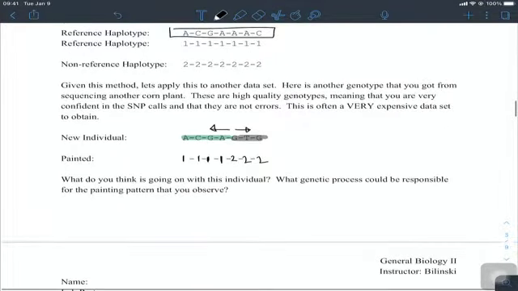So what do you think is going on with this individual? Well, I think I answered it for you. A recombination event has occurred between the B73 and the Mo17 haplotype. Recombination is an essential process in breeding.